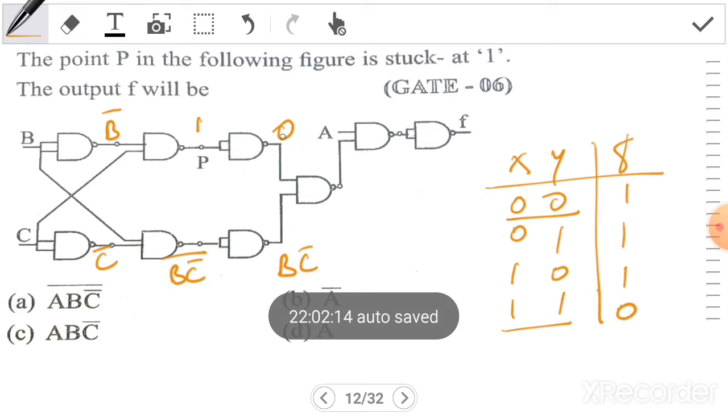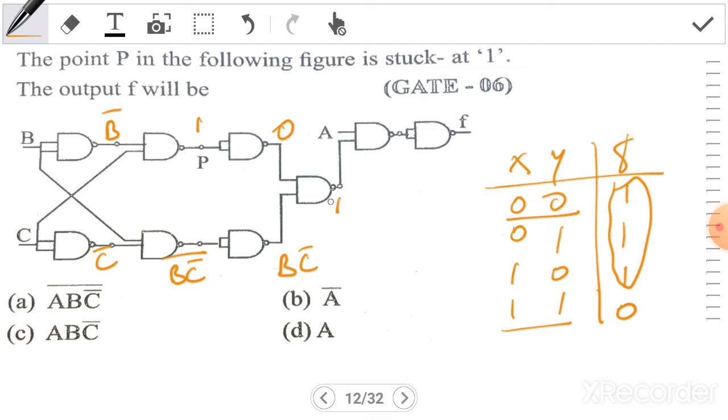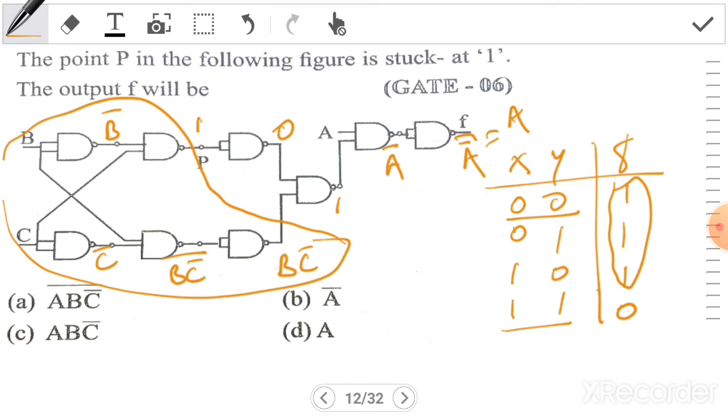Then even if at least one input is 0, then output is 1. So output is 1 here. So one output is 1, one output is A. So here our answer will be A complement. And again after a NAND gate, you will have A as the result. A complement which is A. So you see that this part is not affecting the final output. Yes, the answer will be A.